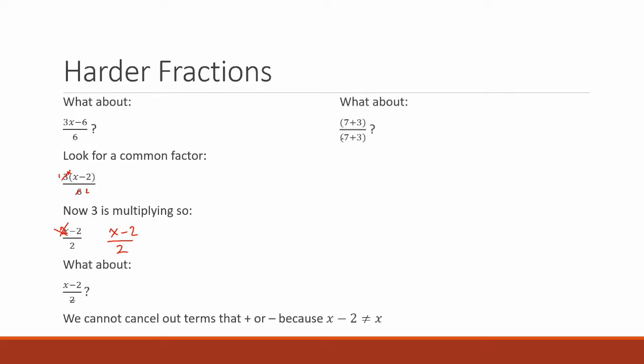So what about this here where we have brackets and these additions? Well, surely that's the same as 10 over 10, and so they would cancel each other out and we'd end up with 1.